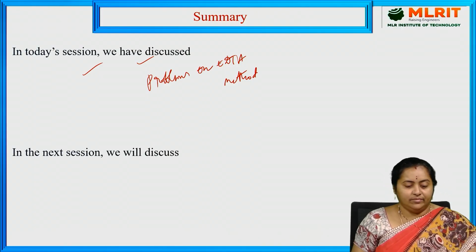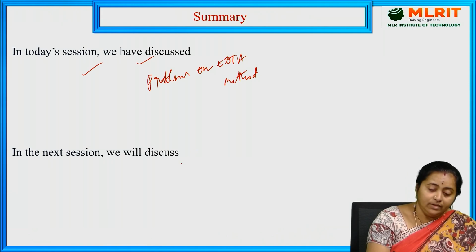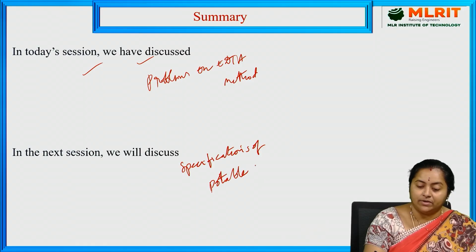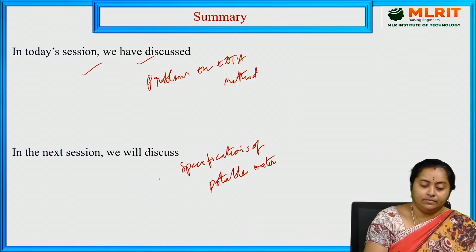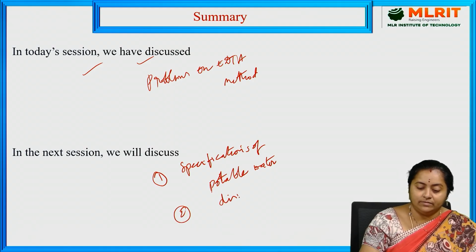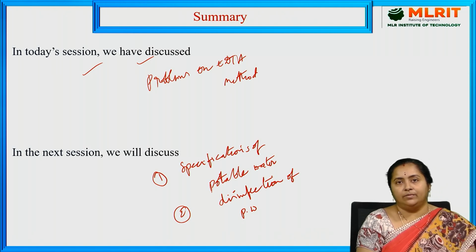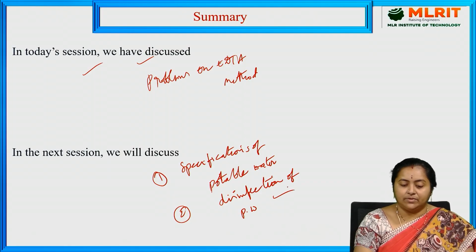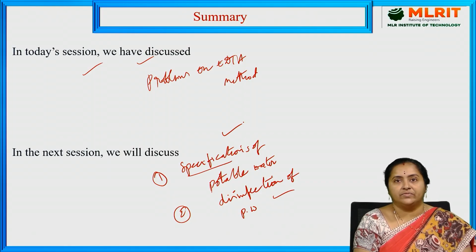In the next session, we are going to focus on the specifications of potable water, or we can call it drinking water, and what methods we use for disinfection treatment of potable water. What kinds of methods are there, and which are preferable for disinfection treatment of potable water. Before going to the actual methods, we should have an idea about the specifications of potable water.